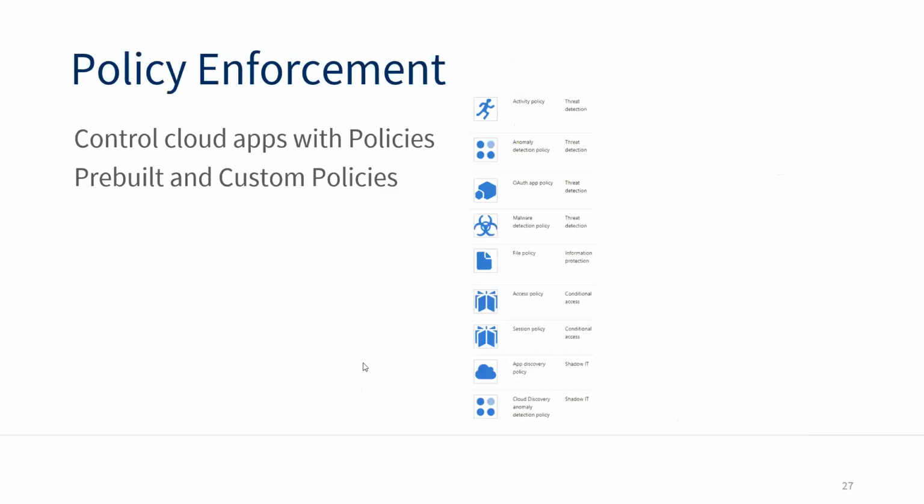I'm not sure how much time I have left, but I'm going to go through the rest of this quickly. Policy enforcement. There's a lot of pre-existing policies, and you can create custom policies based on the different types of threat detection, conditional access, or shadow IT categories. We have activity policies, anomaly detection, OAuth app policies, malware detection, file policies, access policies, session policies, app discovery policies, cloud discovery anomaly detection policies.